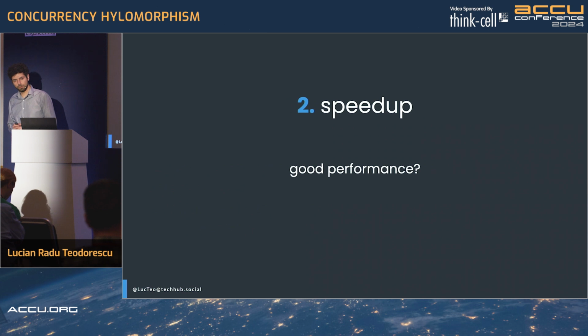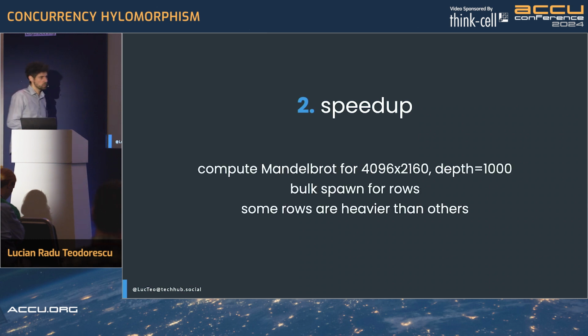Okay, another benchmark to test the speed up. We've seen this performance, but this benchmark doesn't quite make sense because nobody's going to do that in the real world, it's extremely biased. So for this one, I tried to compute the Mandelbrot for a 4K picture with a depth of 1000. I didn't do the graphics, just the core part of it. And I'm bulk spawning for the rows, right? So I'm just having each row done independently.